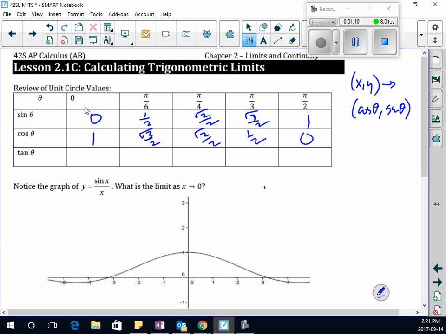Okay, and then tan is what divided by what? Yeah, sine theta divided by cosine theta. So 0 divided by 1 is 0. What do we get here? Well, you can use your hand for this too, right? 1 over root 3. You might also see the rationalized version of that, which is root 3 over 3. What about tan of 45 or pi over 4? 1. Tan of pi over 3, root 3, and tan of pi over 2. Undefined. Okay.